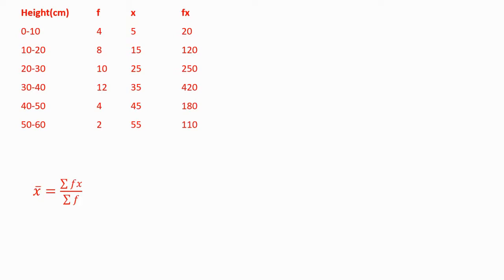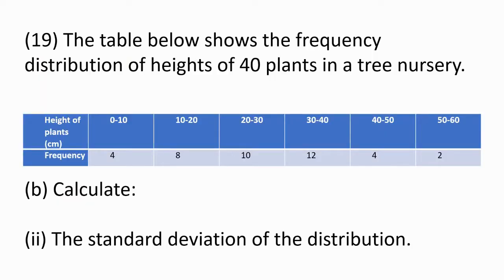Then you should do the summation of the f and the f of x. So the summation of f is 40, and the summation of f of x is 1100. Therefore, the mean will be the summation of f of x, which is equals to 1100, divided by the summation of f, which is 40, and therefore the mean height is 27.5 centimeters.